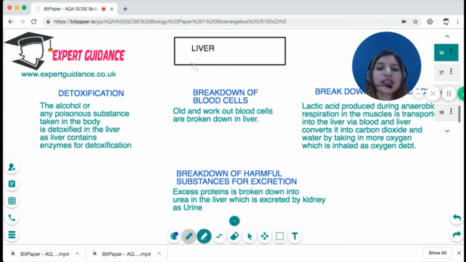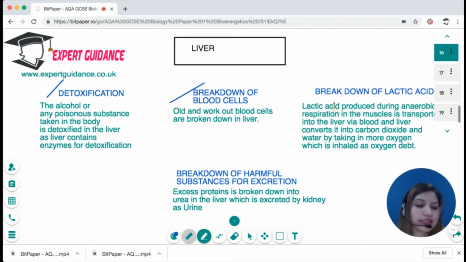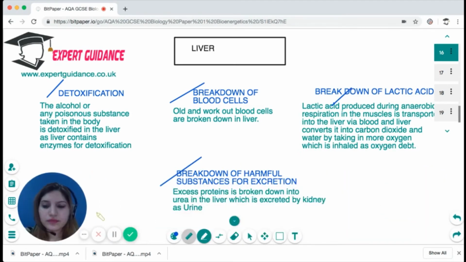Okay. Now, the last thing we need to do, liver. Why are we studying liver? Because liver is a very important organ involved in metabolism. It is doing a lot of synthesis and breakdown reactions. Now, it is involved in detoxification, breakdown of the blood cells, breakdown of the lactic acid, and the breakdown of the harmful substances for excretion.